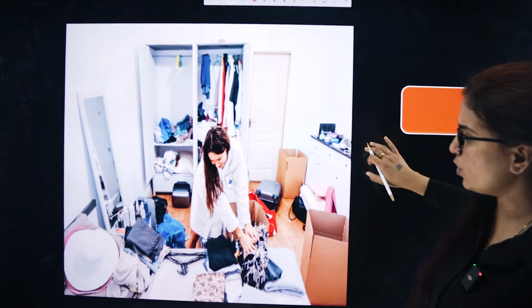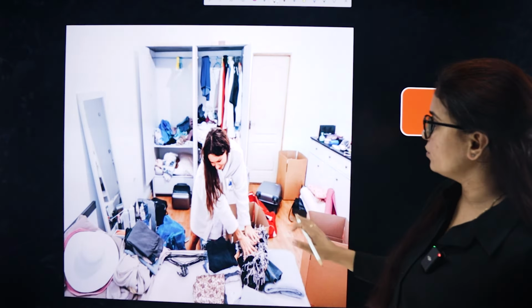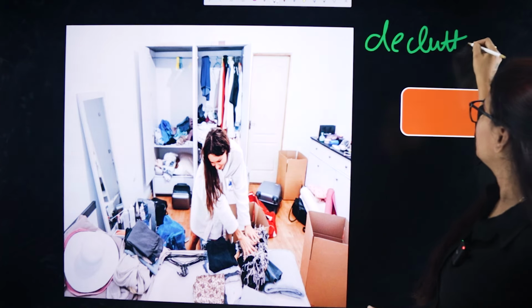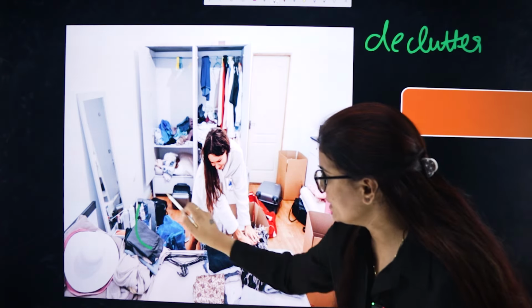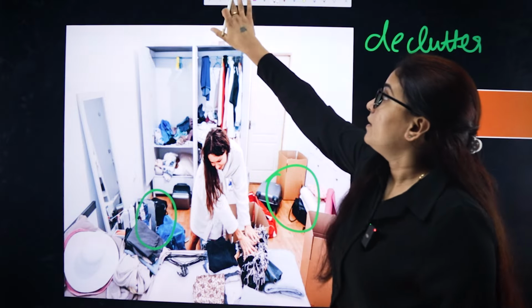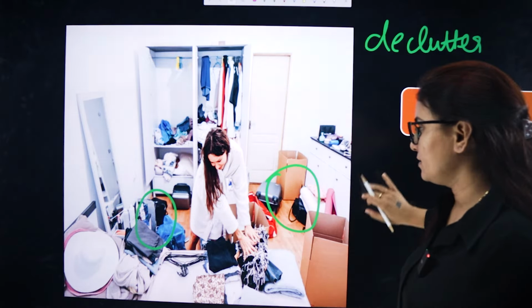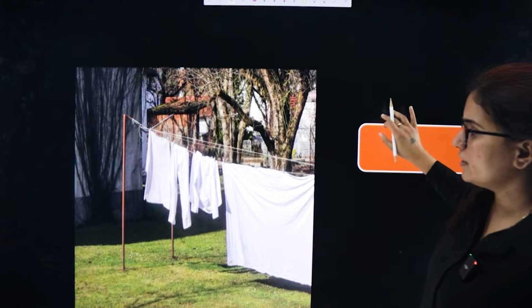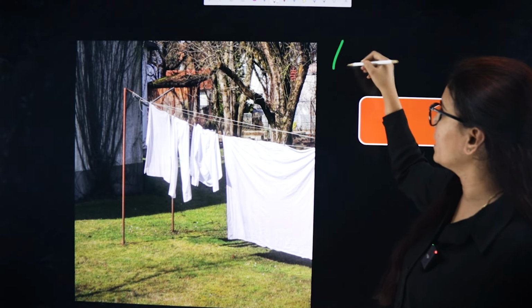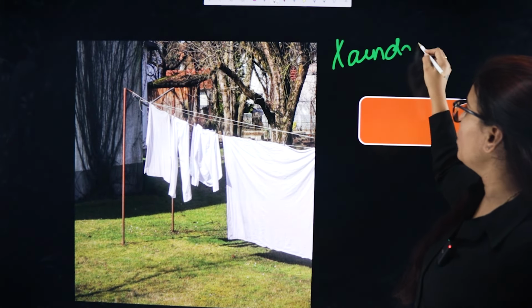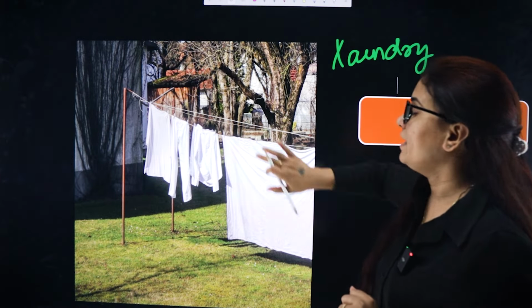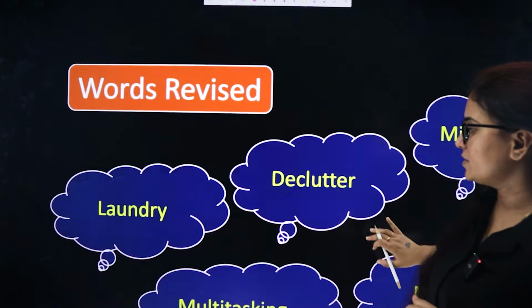Next we have this room. You can see a lot of unwanted items. This lady is trying to clean it. So the meaning is declutter. All of this is your clutter, and when you clean it, it becomes declutter. Next on your screen is the last word, which is this. You can see some clothes, they're already washed. So this becomes your laundry. People often get the spelling of laundry wrong, so you have to get it correct. Laundry.